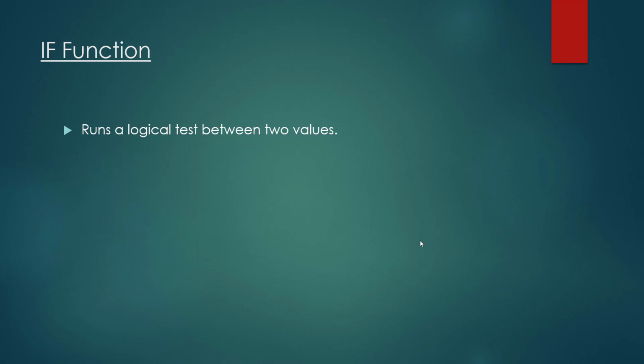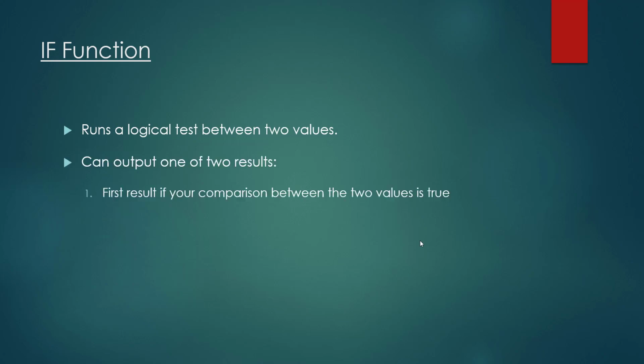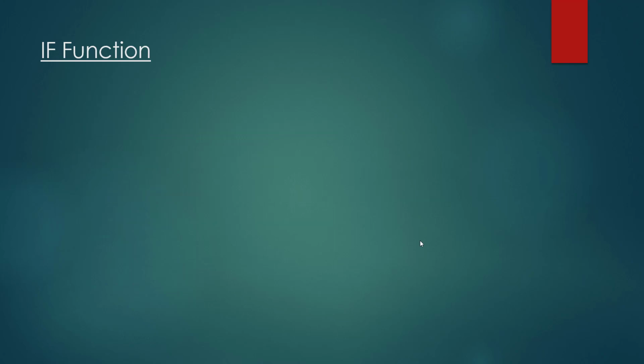For example, it will check if the two values are equal, or if they are not equal, or one value is greater than the other, or it is less than the other. Based on this comparison, it can output two results. The first result, if this comparison between the two values is true, or a second result if this comparison is false.